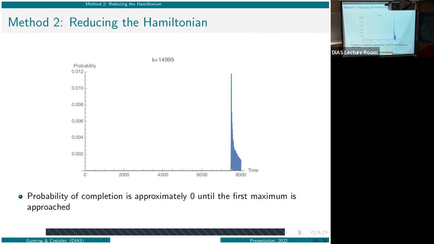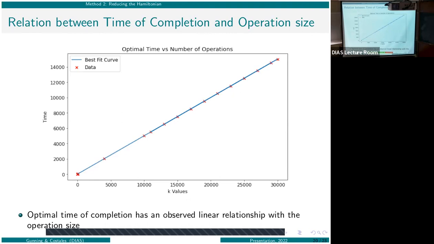So since we were now able to find quite efficiently the optimal time for a given k at which we should check if the program counter has finished, as well as the probability, we wanted to find if there were relationships between the optimal time and the operation size. And so when this was plotted, we found that the time of completion was linearly correlated to the number of operations.